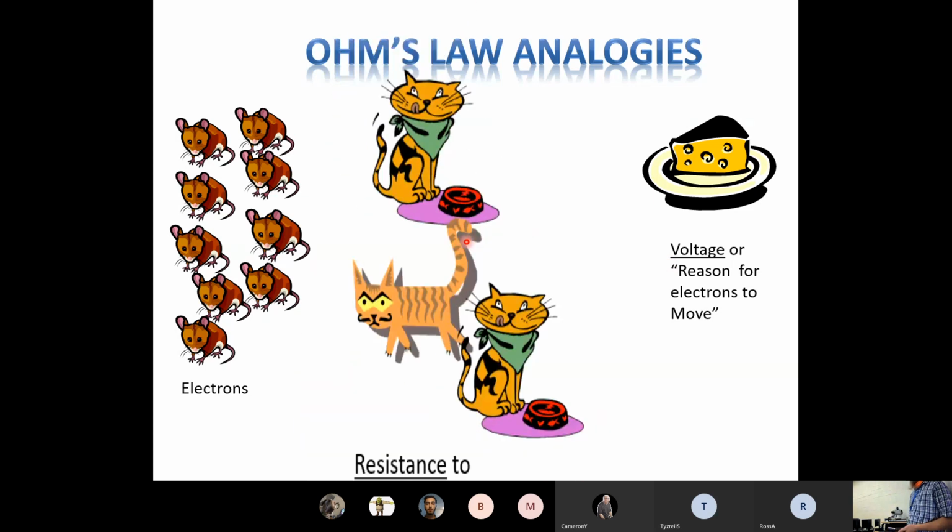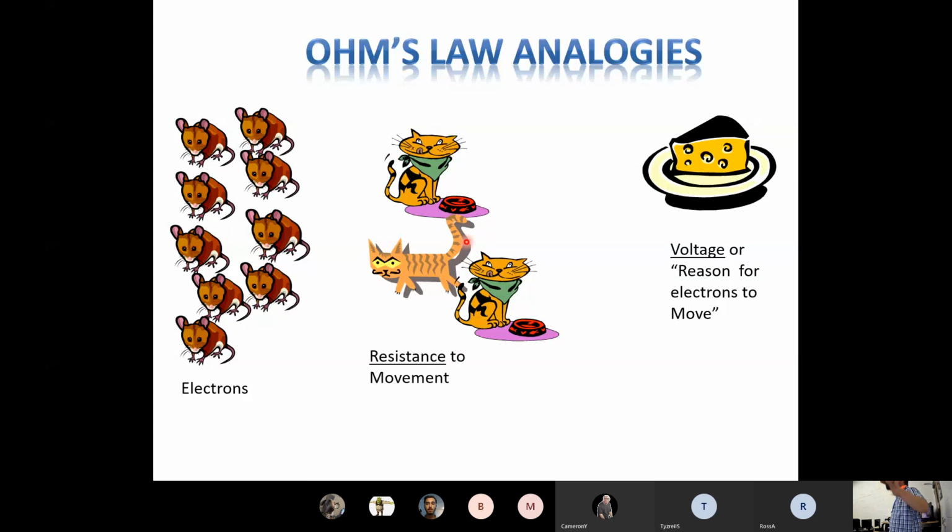So we've got a problem though. There are cats, and they are the resistance. They're what's opposing the movement of those mice. They're keeping the mice from being able to get to the cheese. Does everybody get that? So cats are our resistance. We've got electrons over here trying to get to voltage over here, but we've got cats, or resistance, in the middle, keeping them from being able to get there. This is our analogy.